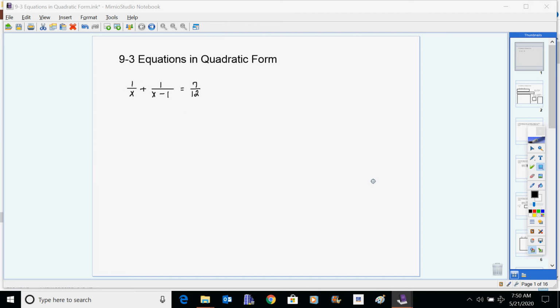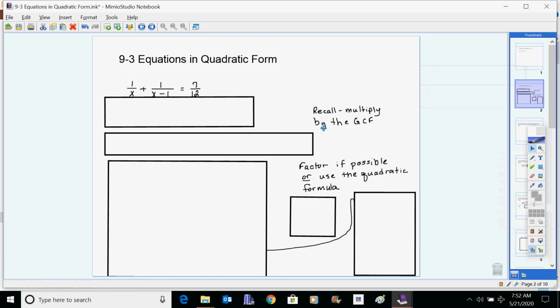So here we are. Now you say, silly Mrs. Dowdy, that does not look like quadratic form to me. I don't see an x squared. I don't see anything like that. But what we need to do is work our way into solving that thing. And when we solve the thing, we have a lot to consider.